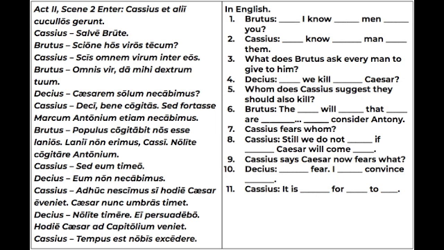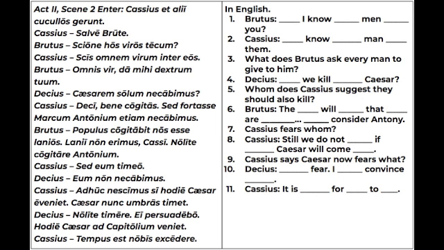Brutus: Populus cogitabit nos esse lanios. The people will think us to be butchers. Or, as of that statement, the people will think that we are butchers. Lanii non erimus. We will not be butchers. Cassius: Nolite cogitare Antonium. Do not consider Antony.